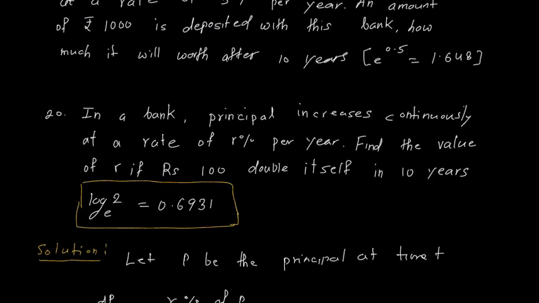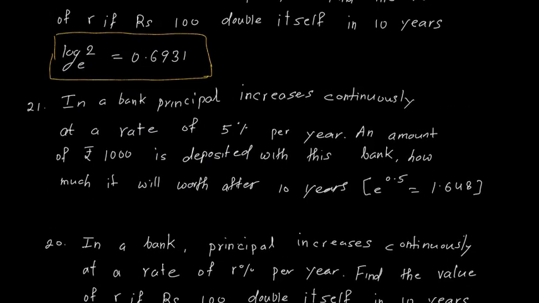Okay. Now the 21st problem is again similar to problem number 20. In a bank, principal increases continuously at a rate of 5% per year. An amount of rupees 1000 is deposited with this bank. How much will it be worth after 10 years? So in the reverse way, the rate of interest is given and I have to find out the value after 10 years. The initial amount is 1000.